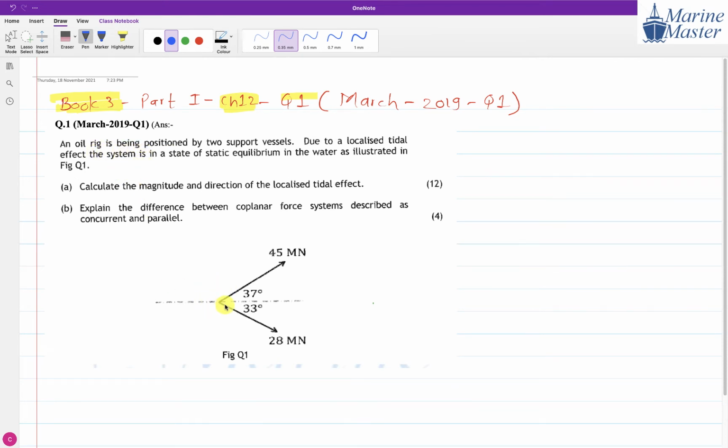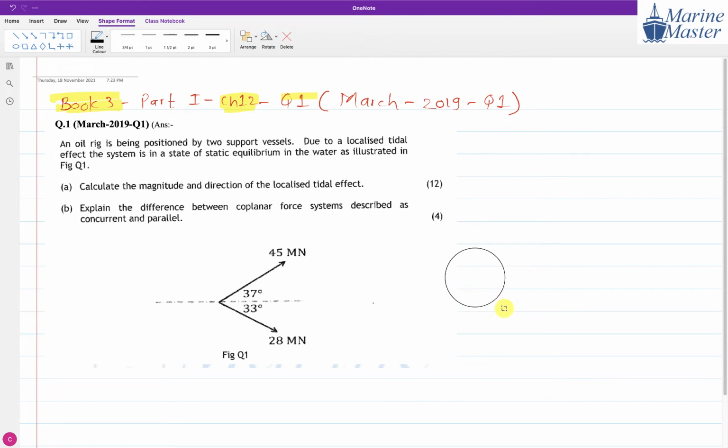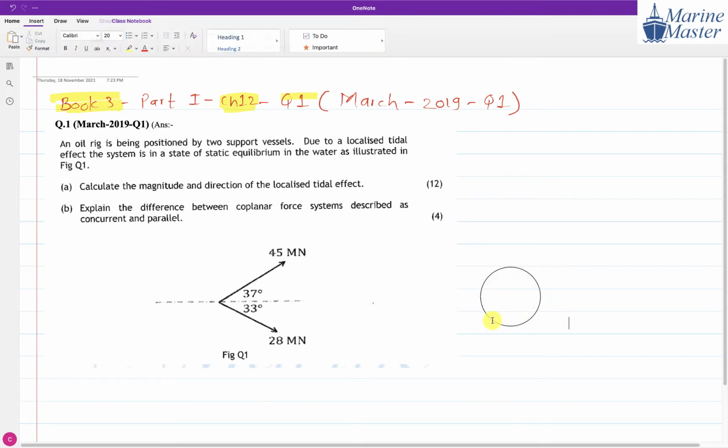This oil rig is supported by two vessels, two support vessels. Just imagine this is the oil rig, one pipe, from which we are extracting crude oil. I am just giving you an example. It is not compulsory that it is always a pipe. It can be any pillar also.